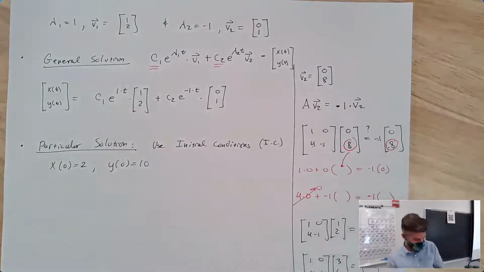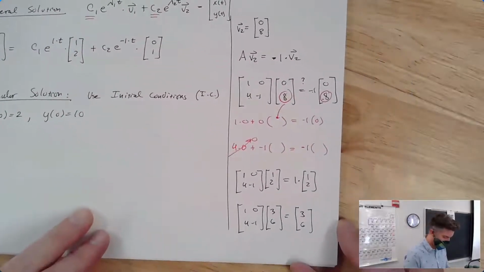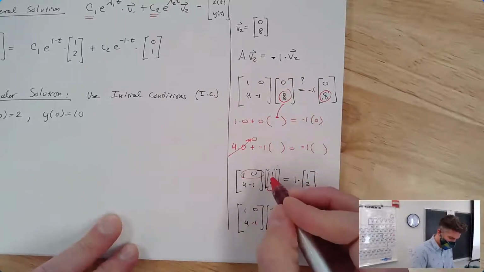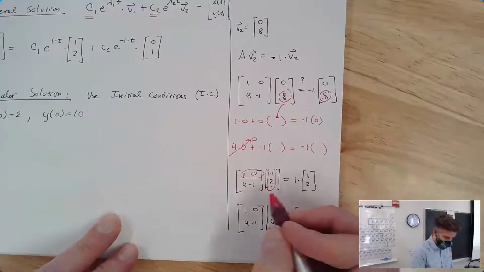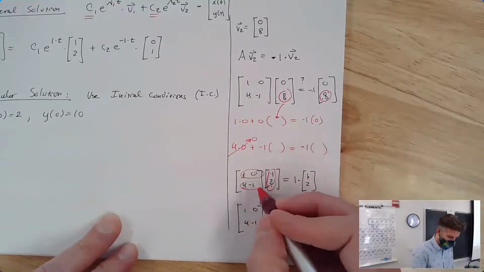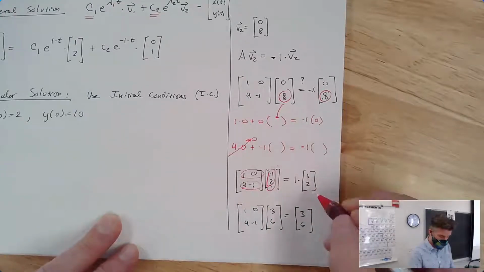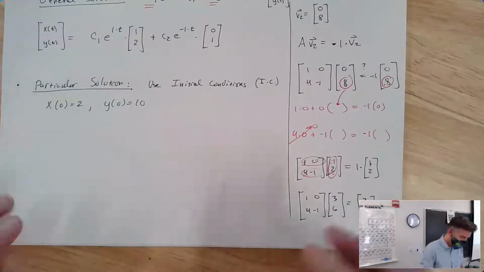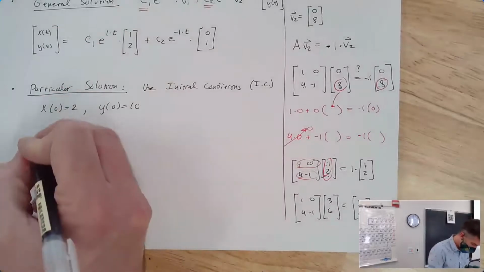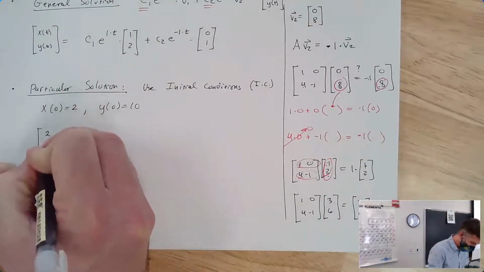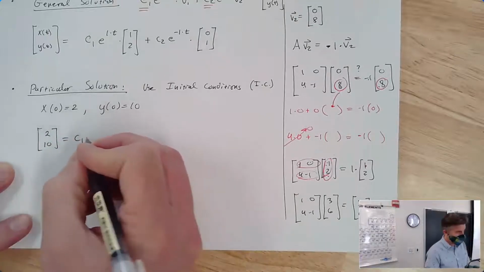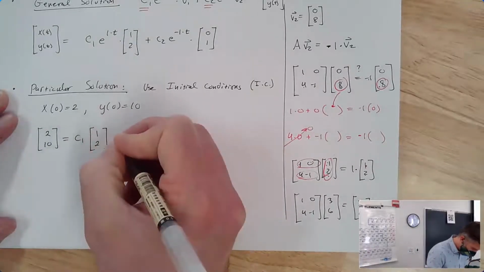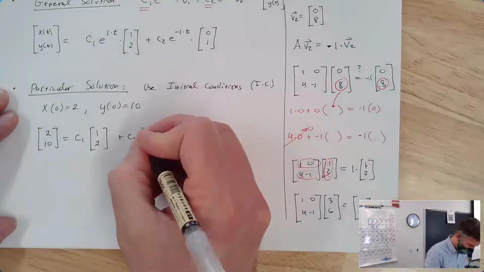The way we multiply the matrix by the vector over here is rows by columns. So it's this row times this column: 1 times 1 plus 0 times 2 gives me 1. And it's this row times this column: 4 times 1 plus -1 times 2 is 4 minus 2, which is 2. That's how the matrix multiplication works. So I'm now going to have x of 0, which is 2, y of 0, which is 10, equal to C1 times e to the 0, which is just 1, times the vector 1, 2, plus C2 times, again, e to the 0, which is 1.